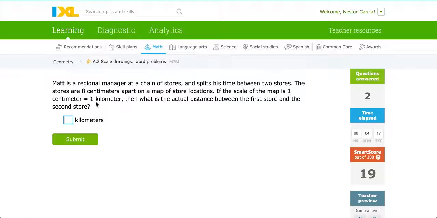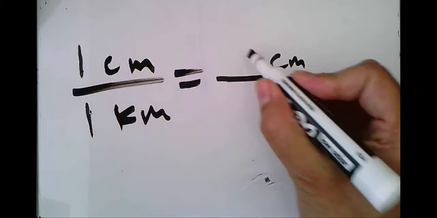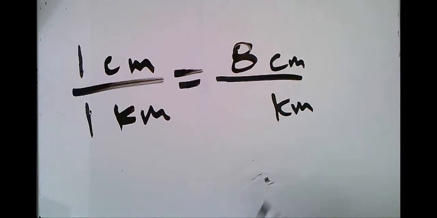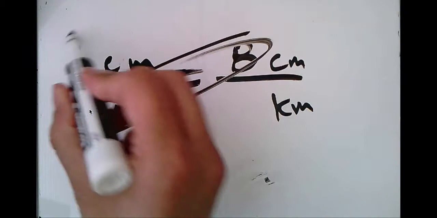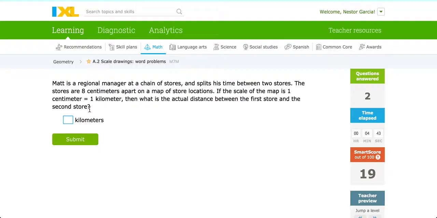Let's go back to our problem. The other value we were given was in centimeters, 8 centimeters. Therefore, we are looking for the kilometers. 8 centimeters, that would have to go on top because that's where our centimeters are. Therefore, we are missing our kilometers here. So again, cross multiply. 1 times 8, 8, divided by that third value, 1, that would be 8. Therefore, this is 8 kilometers.